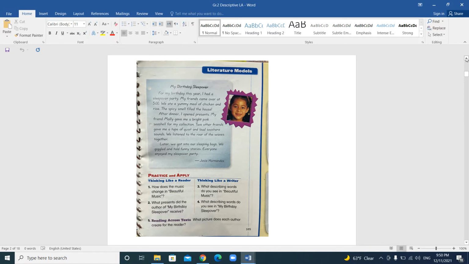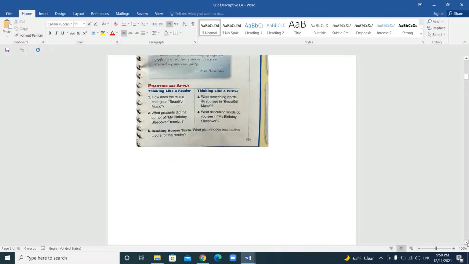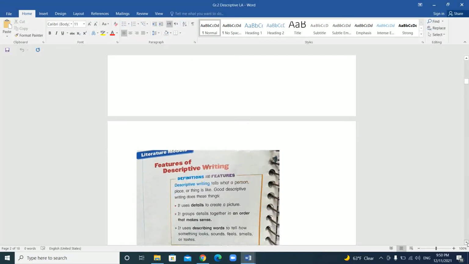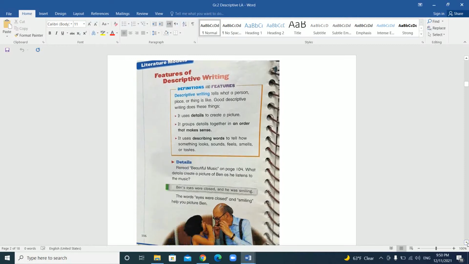So exactly what is a descriptive writing? A descriptive writing is a piece of writing where a person describes or tells about something that happened to her or him. You can also describe a person that you care about, or a place, or a thing. Okay? So what are the features of a descriptive writing?